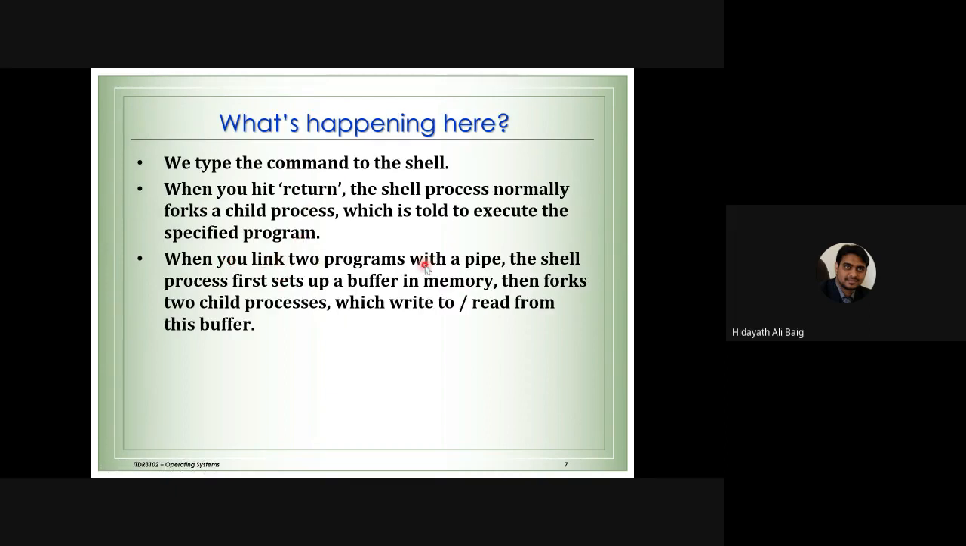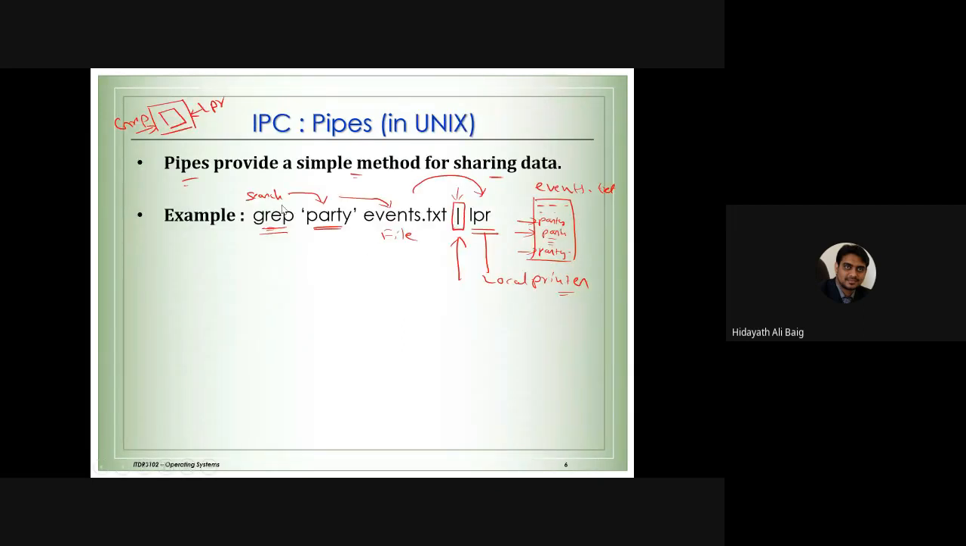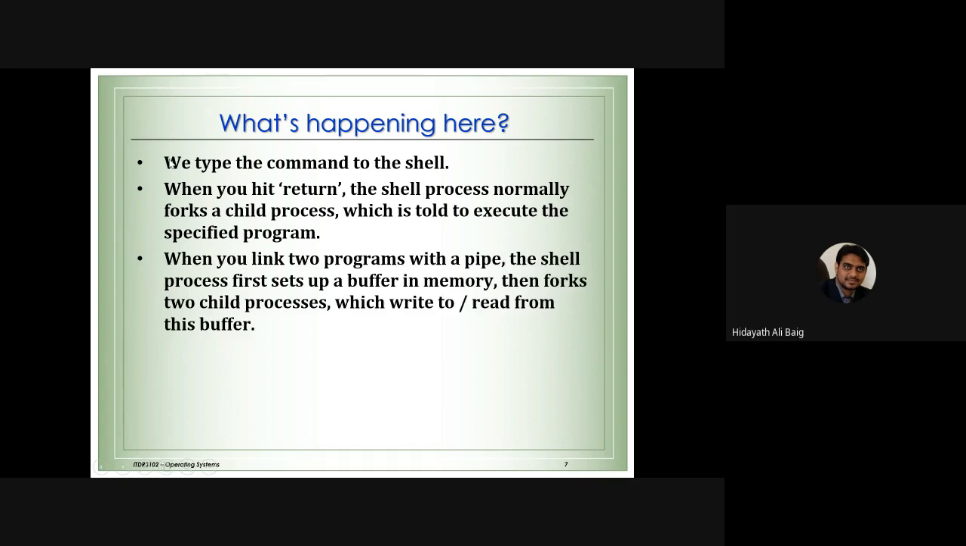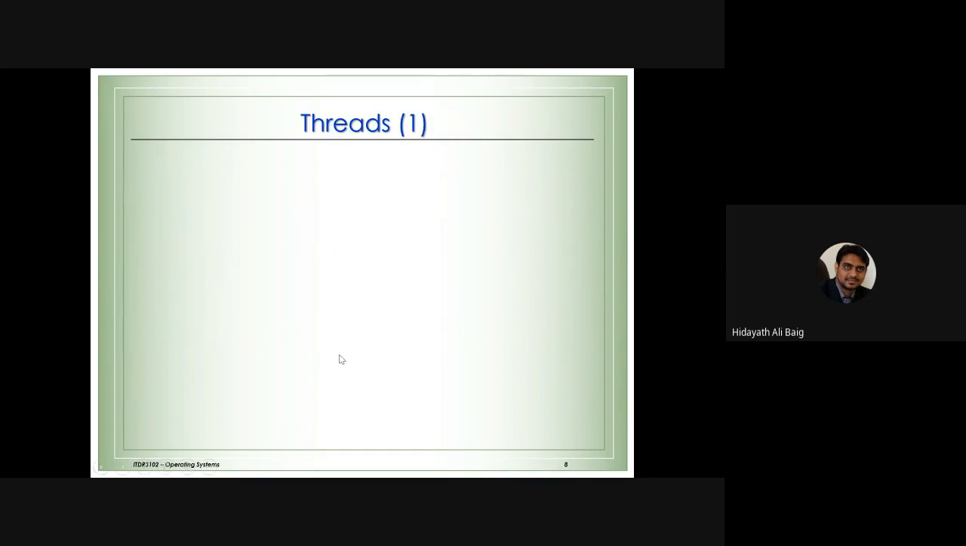So when we link two programs with a pipe, the shell, which I told you is the user interface process, first sets up a buffer in the memory. Buffer means memory location. Then it forks two child processes which write to or read from this buffer. Now, who is writing to the buffer? The grep is writing to the buffer. LPR, the local printer, is going to read from the buffer. So that is how it's going to work.